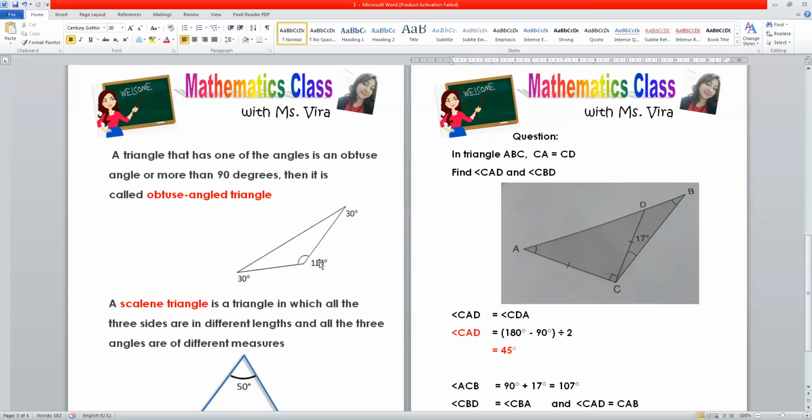Now, for sure, it has to be only one angle more than 90 degrees, because the sum of all the angles inside of a triangle has to be just 180 degrees. So if one of the angles is already more than 90 degrees, of course the other two have to be less than 90 degrees. Now this triangle also can be called an isosceles triangle because it has two equal angles, 30 degrees and 30 degrees.